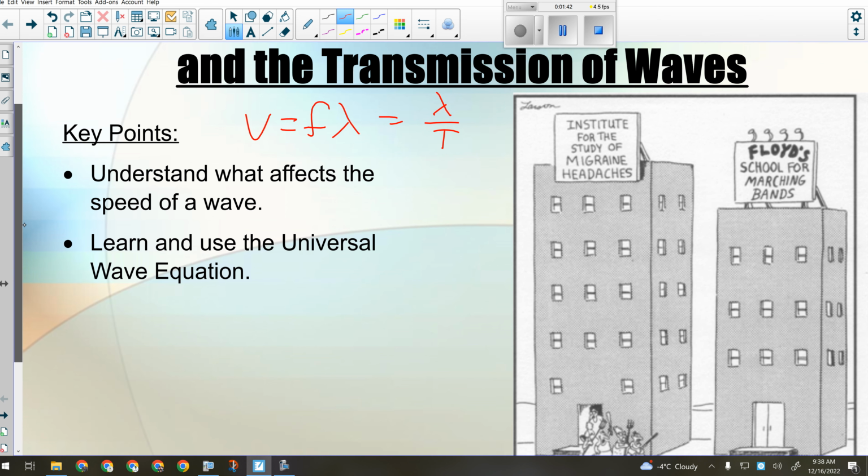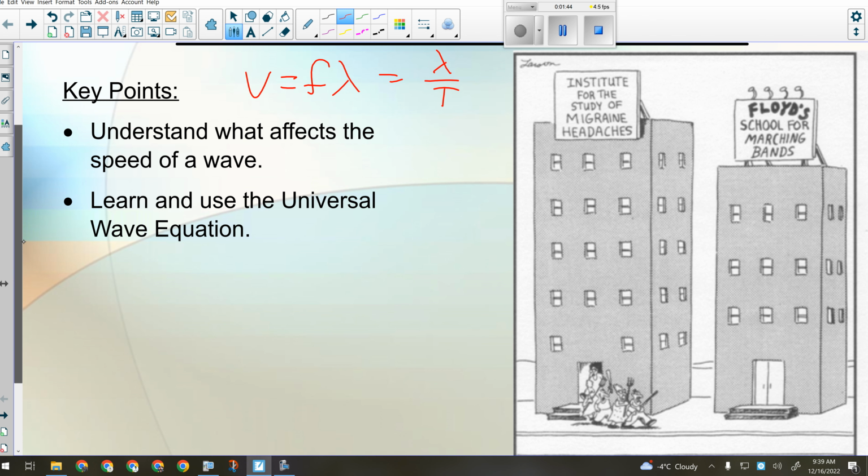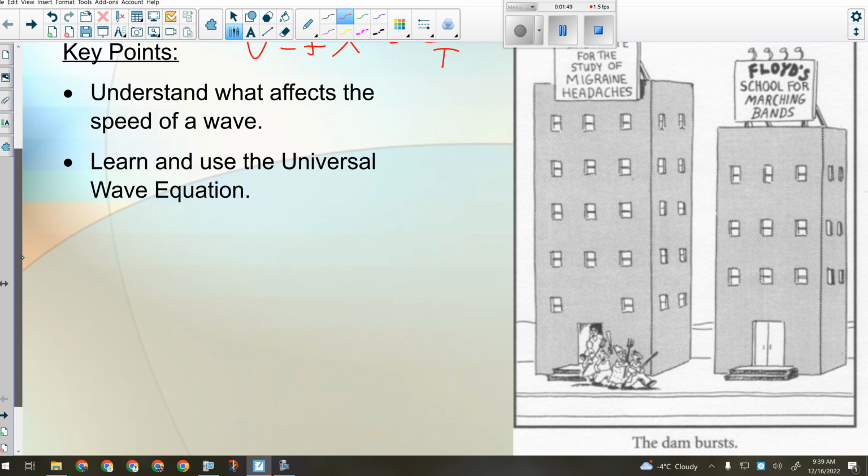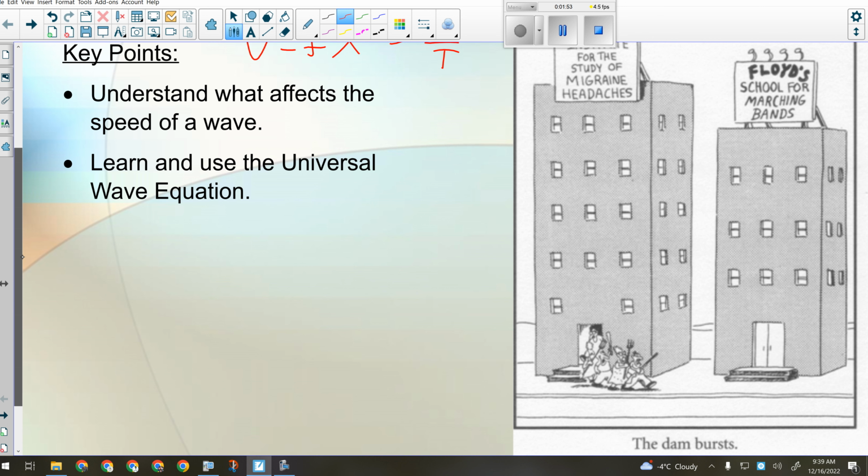All right, in case you need to see the rest of that cartoon. You definitely wouldn't want to put those two places next door to each other. It's pretty funny. Yeah, Glenn Larson's fine. He's fine.